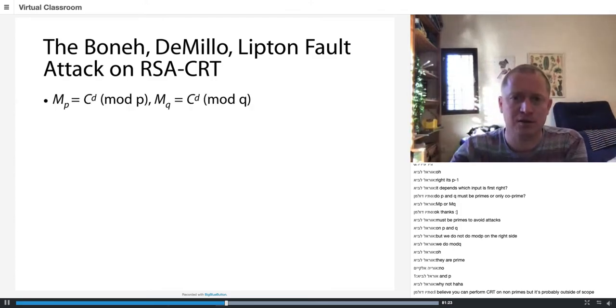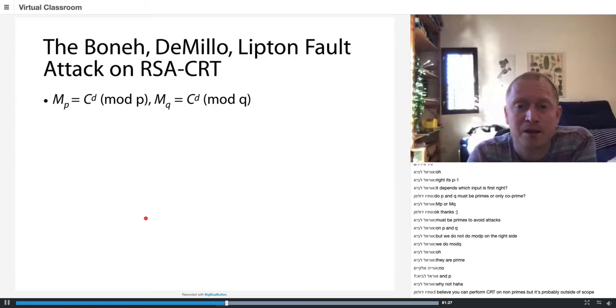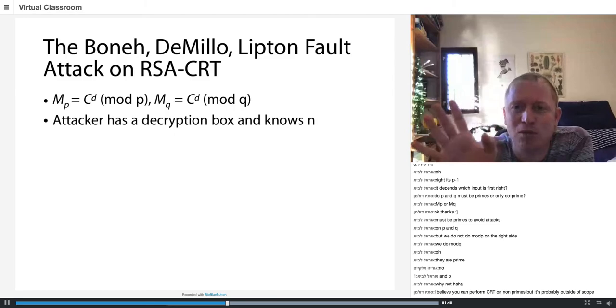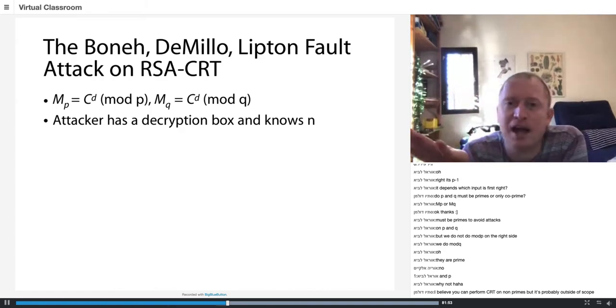So let's do this. I'm talking about now, let's say it's a decryption oracle. I can calculate as an attacker, by the way. Sorry. So the attacker has a decryption box, a decryption oracle. I give this box ciphertext, and I get plain text. This is a reasonable assumption, and I know the value of n because n is public.